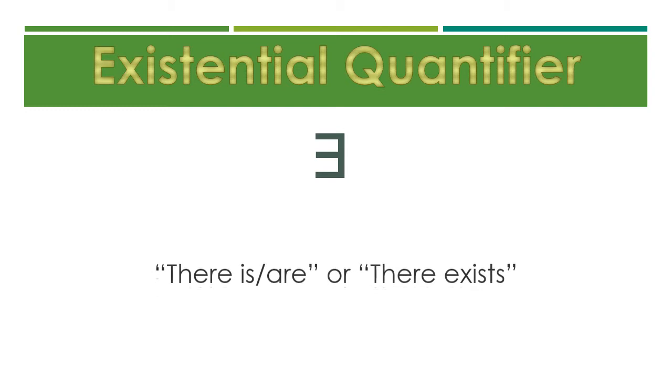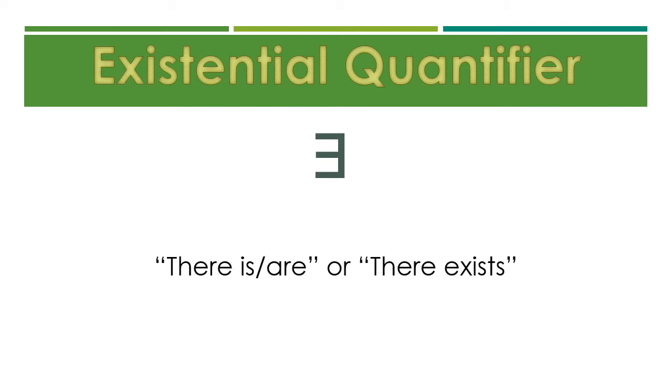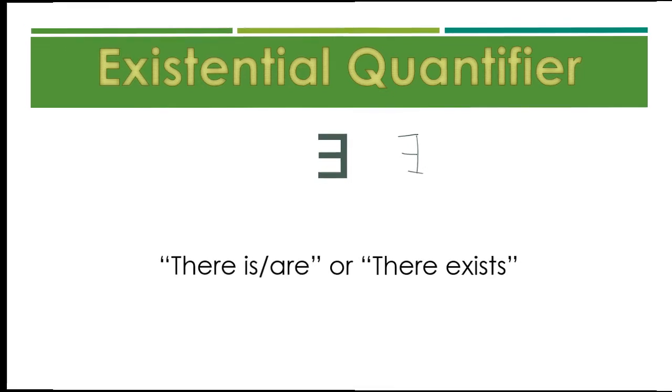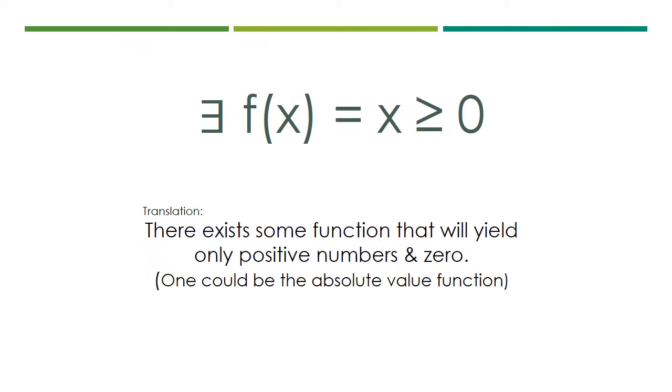The existential quantifier is a backwards E, and it means there is or there exists. There exists some function that will yield only positive numbers and 0. One of these could be the absolute value function that looks a lot like this.